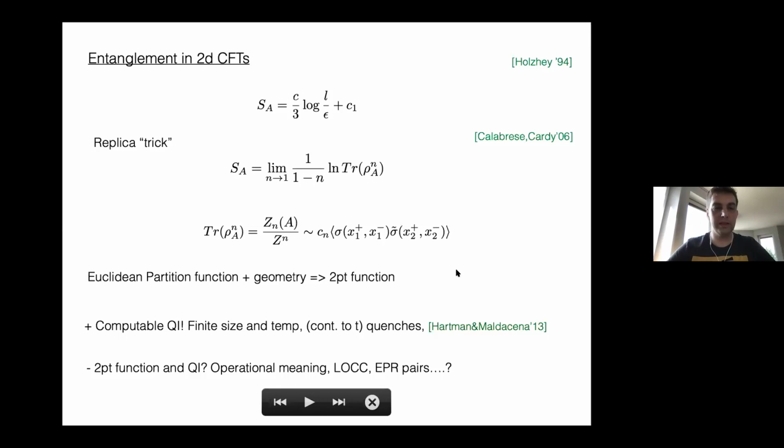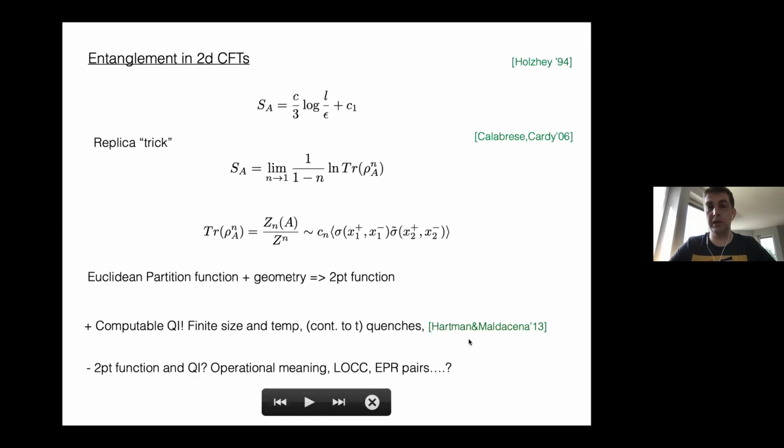And maybe two comments are that this trick of Cardy and Calabrese made quantum information computable. So in a sense, we have some very abstract quantity from quantum information that we can compute in conformal field theories in a universal way. Two-point functions also transform under conformal transformations, and we can use that to compute entanglement entropy at finite size and temperature. This is the Euclidean computation, but we can also continue it analytically to Lorentzian time and use it in the computation of quenches.